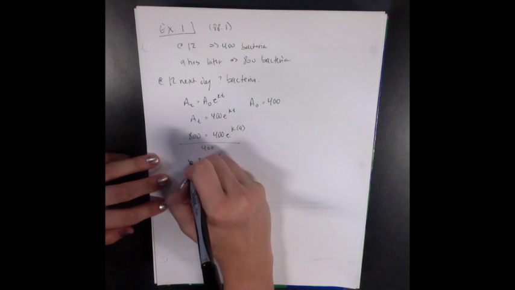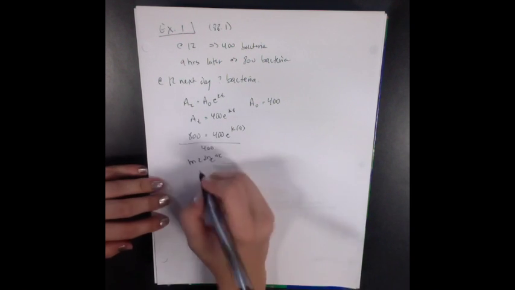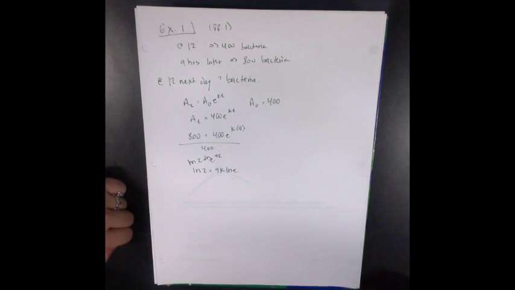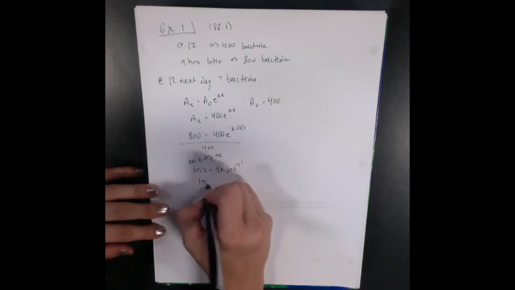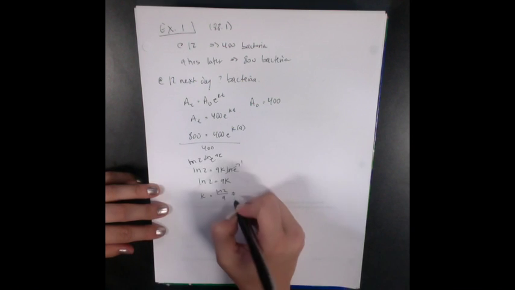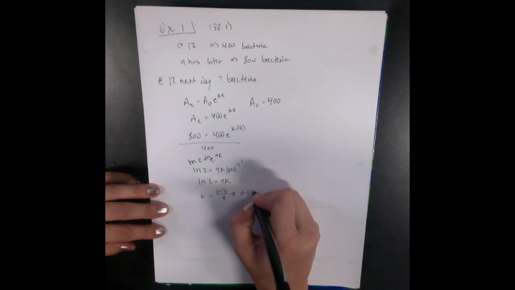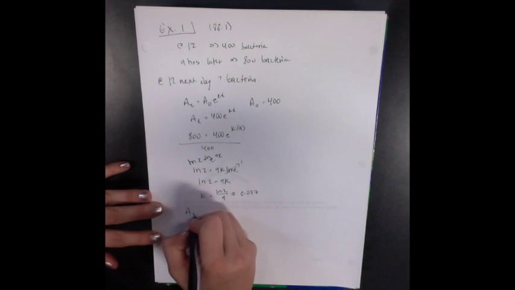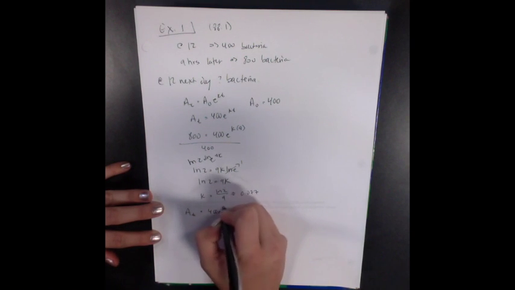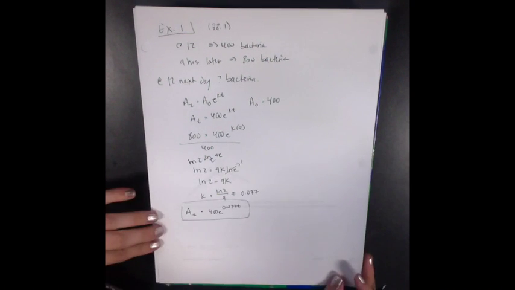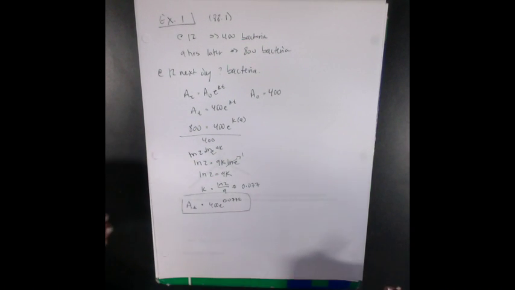And now I'm going to take the natural log of both sides. So I get the natural log of 2 equals 9k times the natural log of e. We know that the natural log of e is 1. So I get the natural log of 2 is 9k. So k is the natural log of 2 over 9, which is approximately 0.077. So my equation is A sub t equals 400 e to the 0.077t. This is a part of your solution. You do need to have your equation boxed. This is very important.